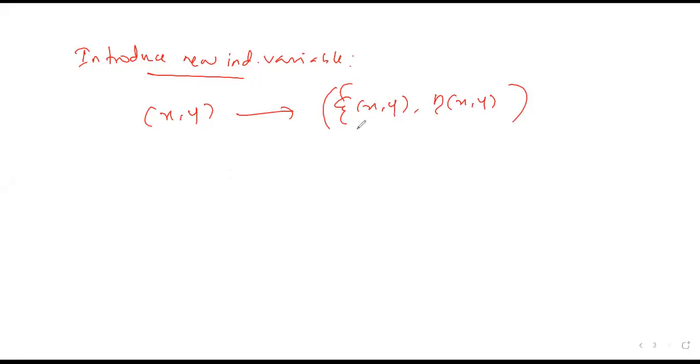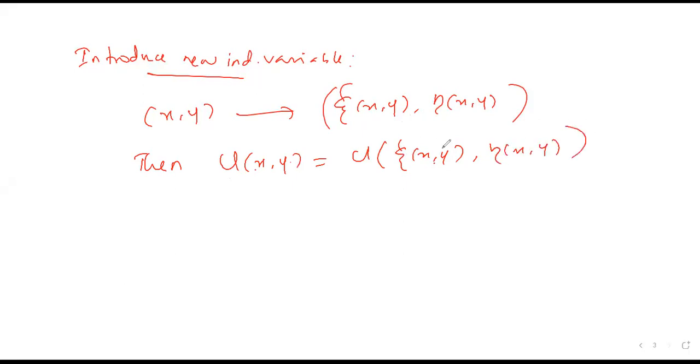Then what about my dependent variable? u(x, y) can be written as u(zeta(x, y), eta(x, y)). Wherever x, I can put zeta, isn't it? Wherever y, I can put eta. That's what it says. Also, these are functions of that independent variable.